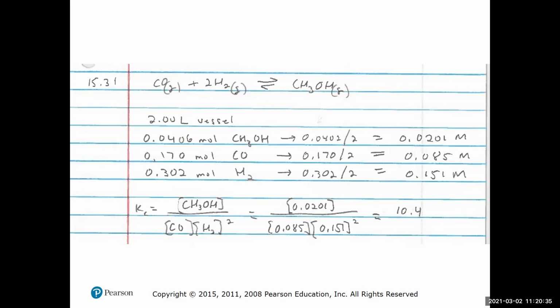So we have to take each of those mole values and divide them by 2 to get molarity, moles per liter. We do that, and then we get these values of 0.0201, 0.085, 0.151, and those are the numbers that we want to plug into our equilibrium expression, because those are the moles per liter values. We go ahead and do the math correctly, and we get 10.4 as the value.